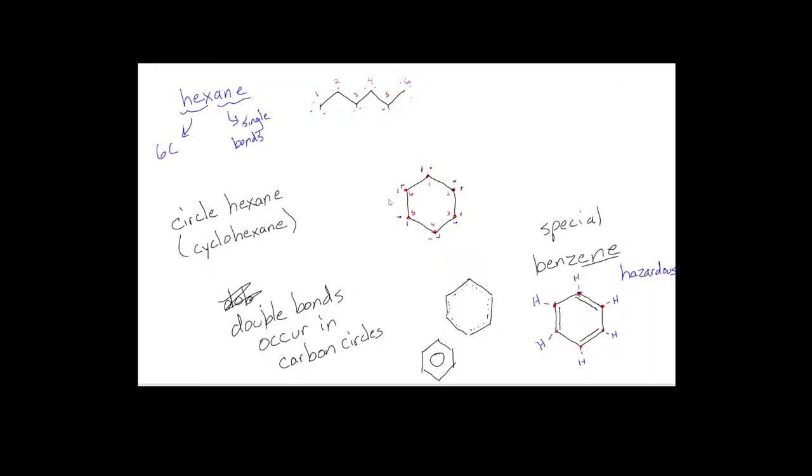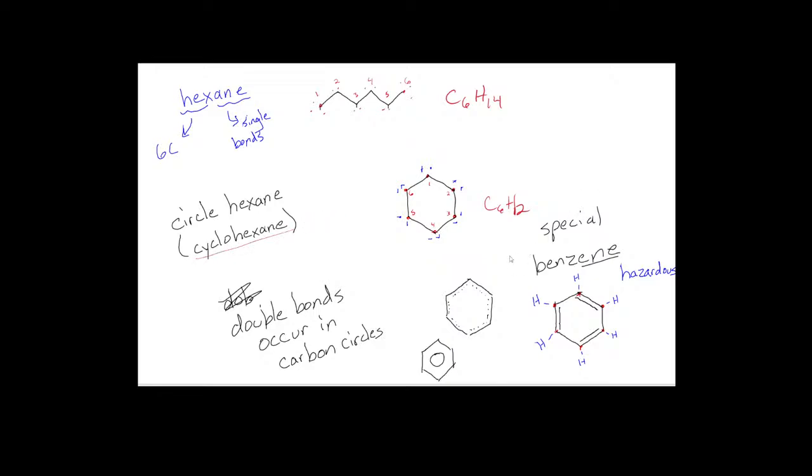Okay, so this was C6H14. And this one is C6H12. And the reason is that you have more carbons interacting. This carbon on the end here interacted with the carbon on the end here. Okay, I'm getting off topic. Circle hexane, we can call it cyclohexane.